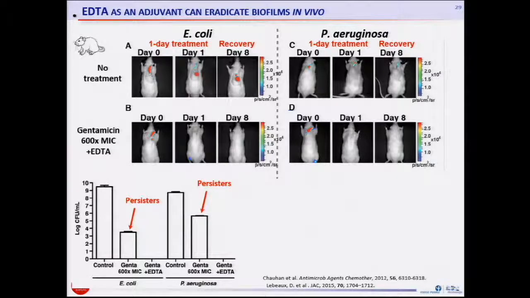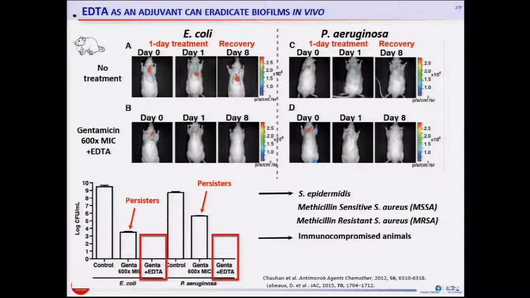E. coli, Pseudomonas: when you treat with gentamicin alone at super high concentration, you have a good reduction, but you still have persister cells that stay in the biofilm. If you mix gentamicin plus EDTA, you see nothing that is detectable. So in fact, we have an eradication of the biofilm with this mix.